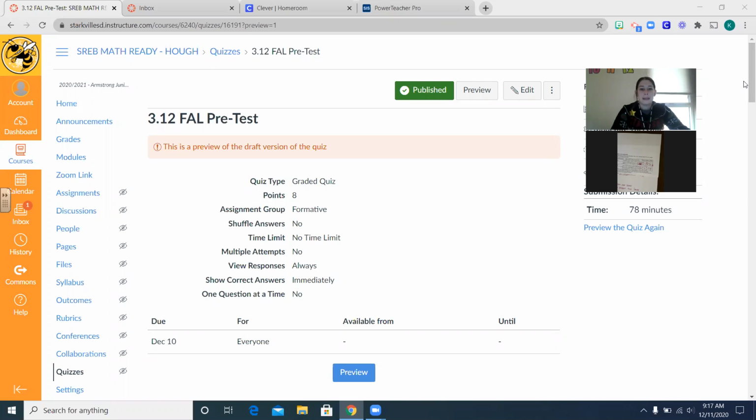I don't know if I put that you could, no, multiple attempts, no. Message me if you want to take it again and you think that it will help you practice. I can go in and edit it to make it to where you can have multiple attempts since this isn't for a grade. But yeah, that's the end of the lesson.